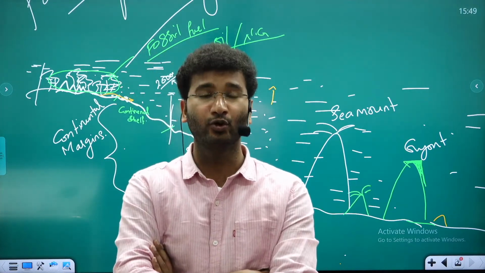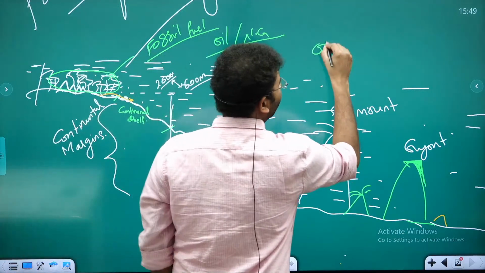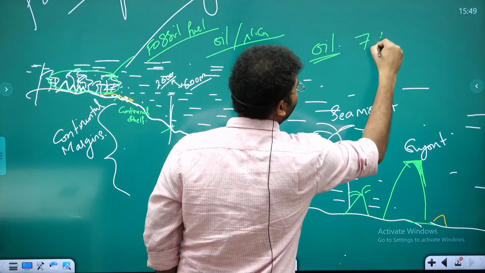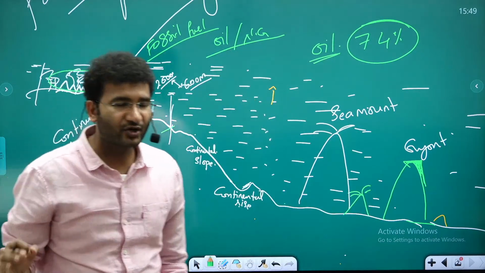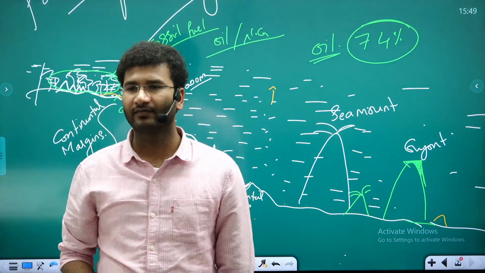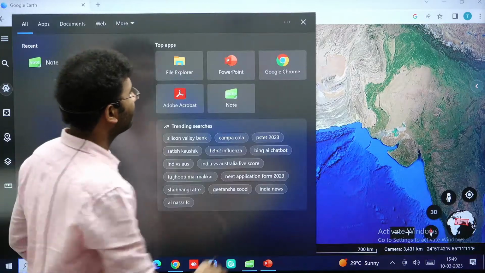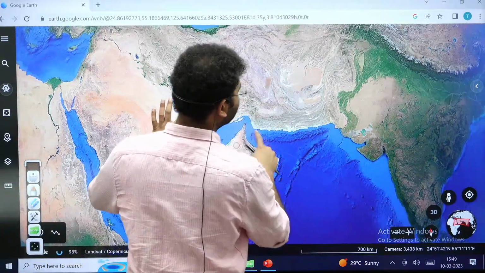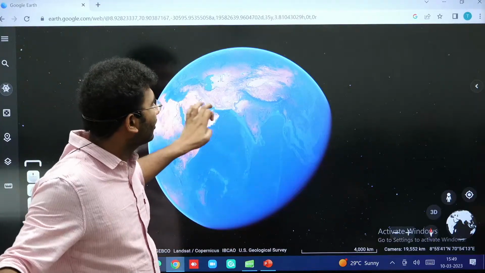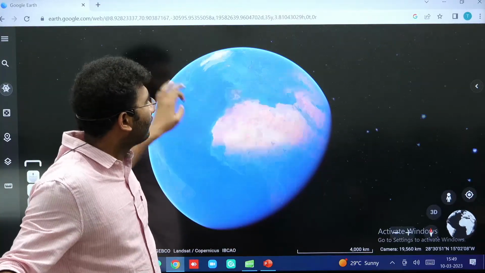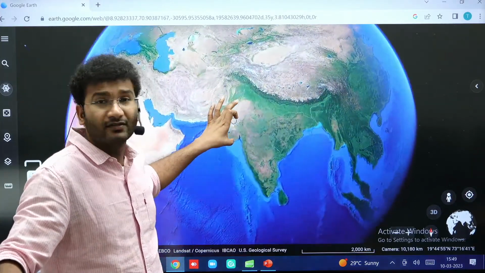And if you look across the world, 74% of the total oil of the world is extracted from the continental shelf. I'm talking about 74% of the total oil that you are using today. 74% of the total oil, I'm talking, it is extracted from the continental shelves. Now, where do you find these continental shelves? Always they are found across the continents itself.